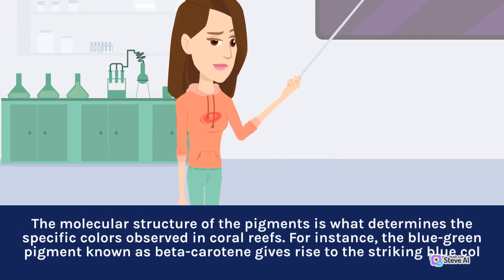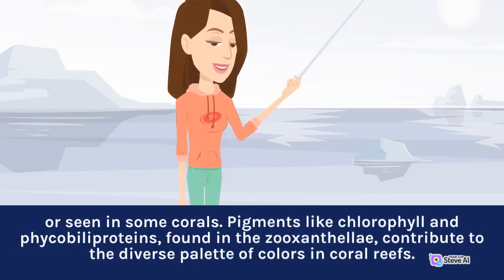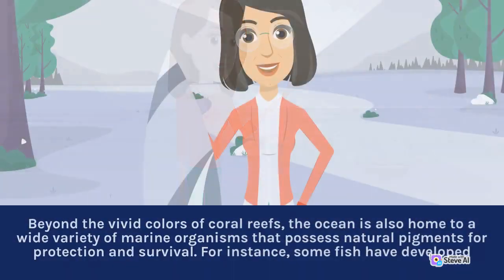For instance, the blue-green pigment known as beta-carotene gives rise to the striking blue color seen in some corals. Pigments like chlorophyll and phycobiliproteins, found in the zooxanthellae, contribute to the diverse palette of colors in coral reefs. Beyond the vivid colors of coral reefs, the ocean is also home to a wide variety of marine organisms that possess natural pigments for protection and survival.